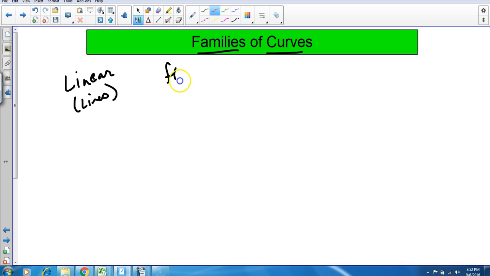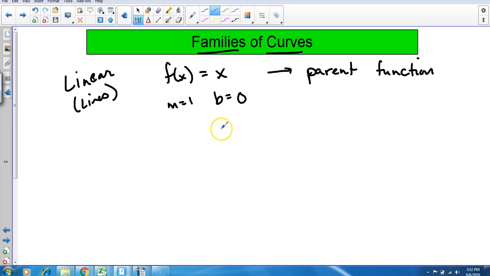And the general form for that is f of x equals x. This is the parent function. This is the most basic line. Okay, the most basic line. It has a slope of 1 and a y-intercept of 0. So it crosses right at that x-axis. Looks something like this. Slope of 1, up 1 over 1.